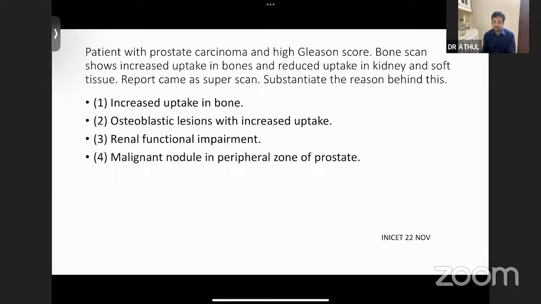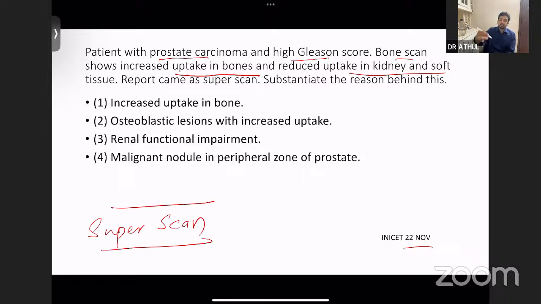This is another interesting question from INI-CET 2022 November. So the patient had carcinoma prostate, high Gleason score. Bone scan showed increased uptake in bones with reduced uptake in kidney and soft tissue. So there is a severe reduction in the uptake in soft tissue and kidney. So the result came as super scan. So the nuclear medicine physicians give the report of super scan, telling there is uptake only in the skeletal system, no uptake in kidney. So what is the reason behind this?